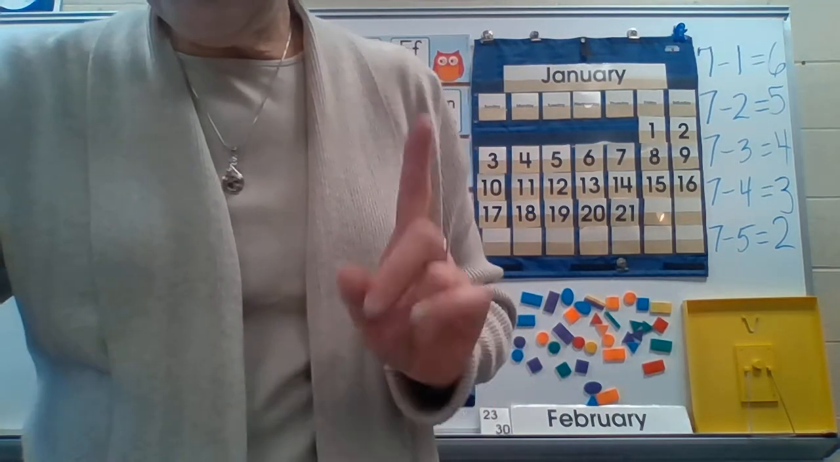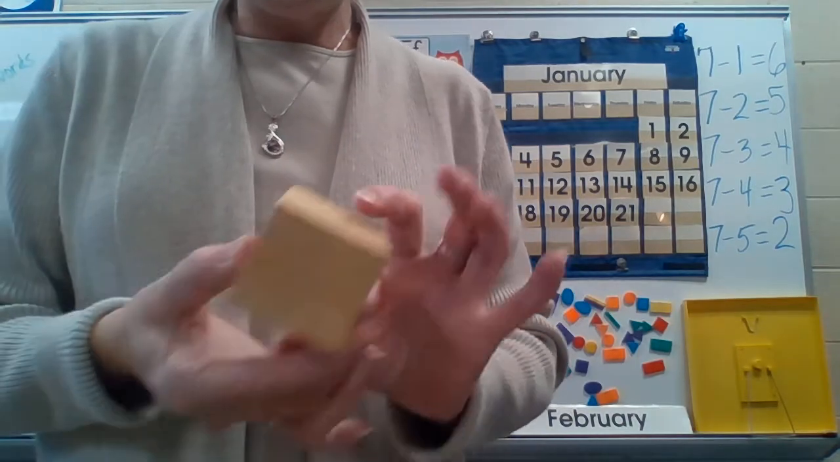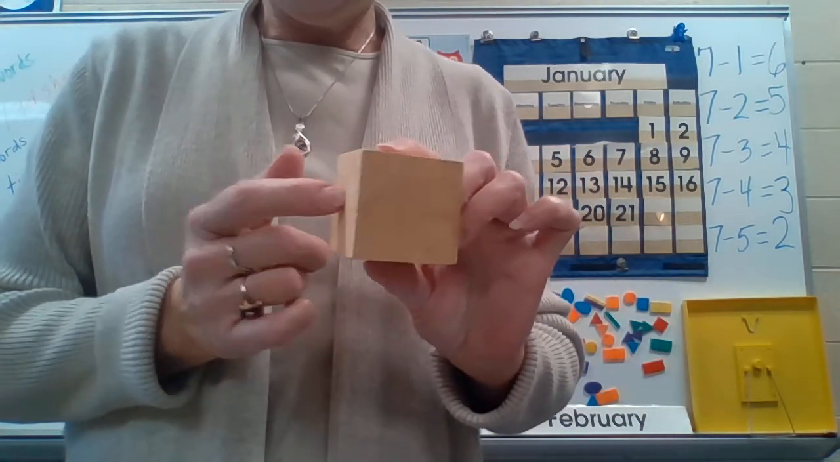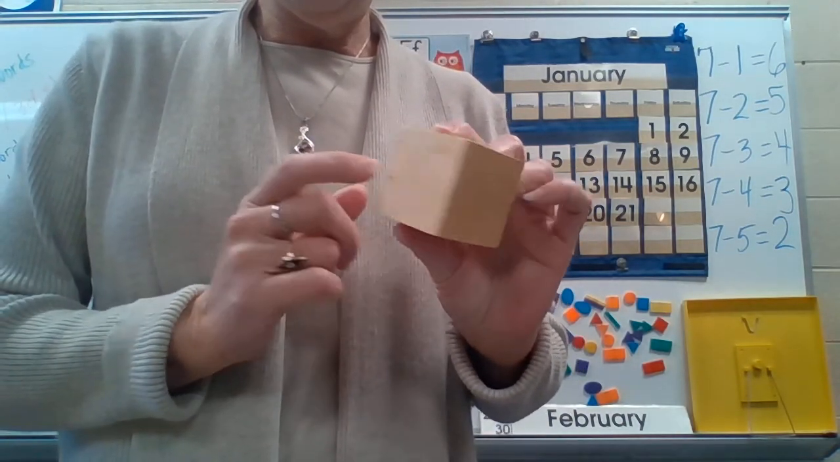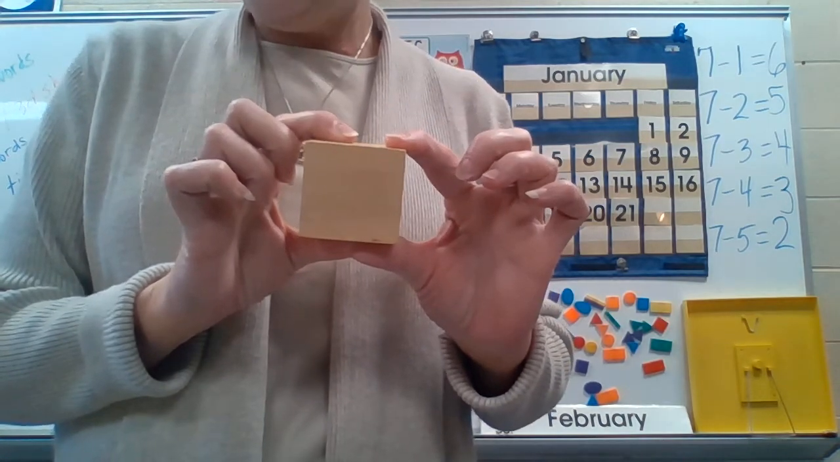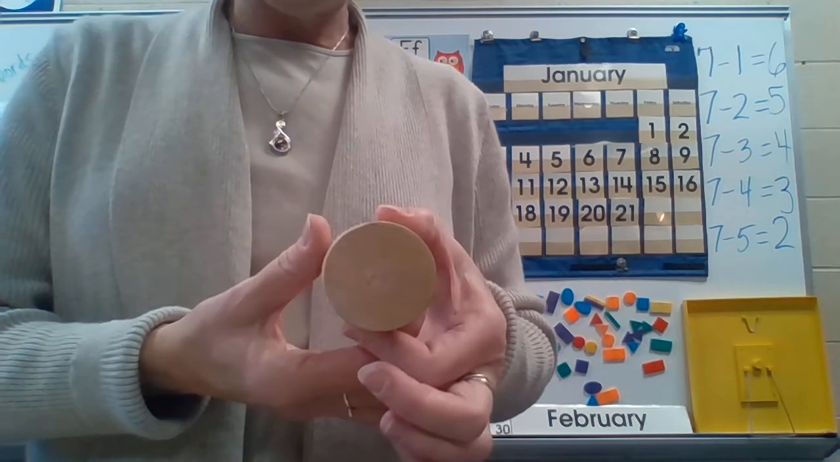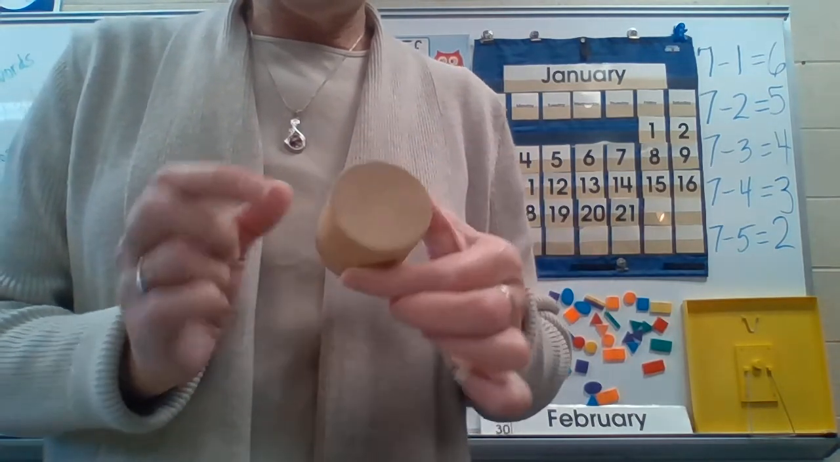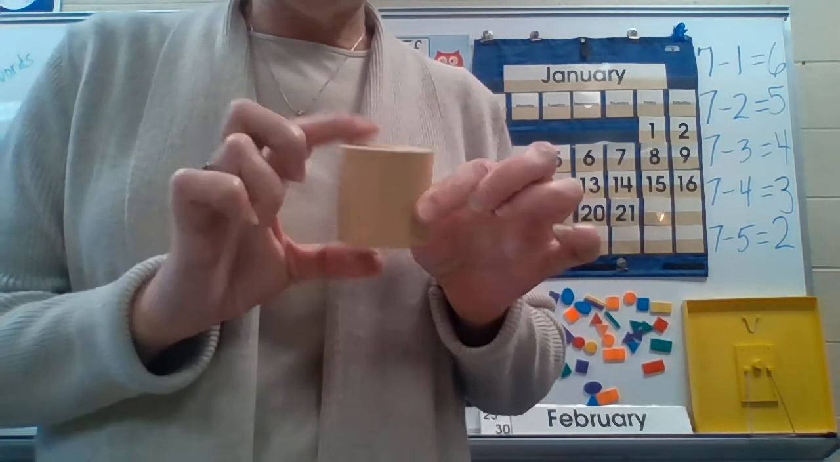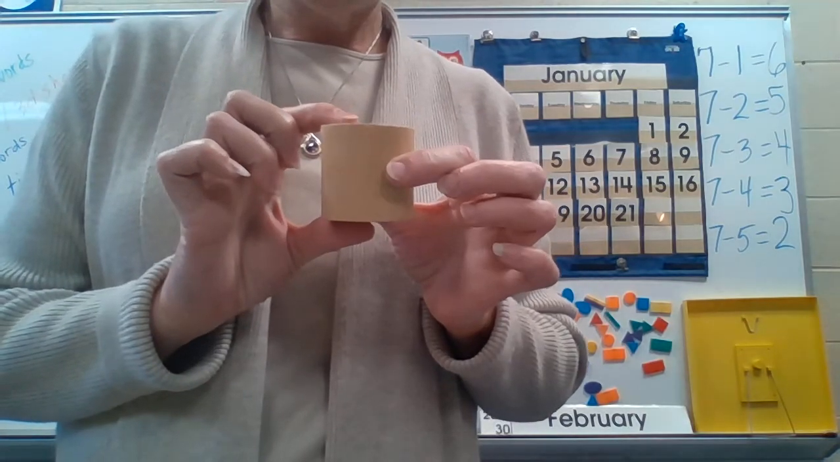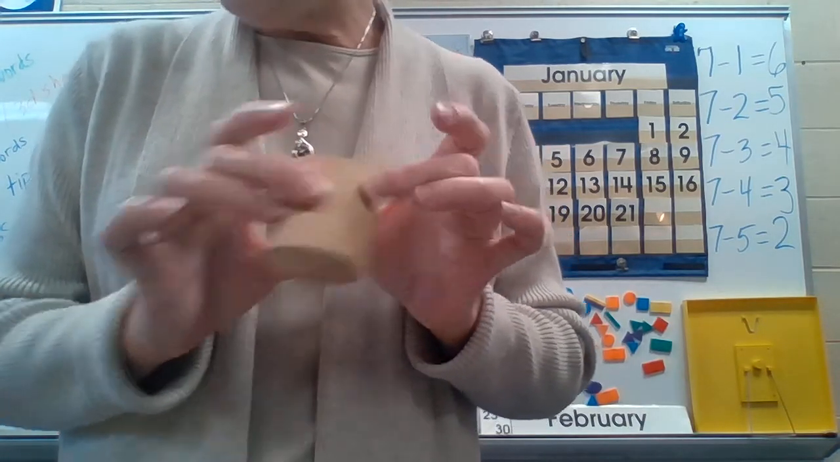I'm going to show them to you again. You say the name, okay? You might find something like this in the freezer. Cube. And then we looked at this one. It has 2 circle faces and a curved body. Reminds me of a soup can. Cylinder. Good.